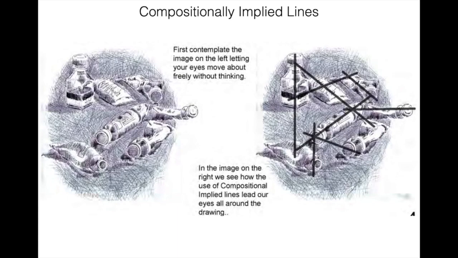First, contemplate the image on the left, letting your eyes move about freely without thinking. And then in the image on the right, we see how the use of compositionally implied lines leads our eyes all around the drawing, right? So you can use this when you're setting up your objects. You're going to edit your still lifes so you can keep the viewer's eyes on the page. You can use this to direct the viewer to a certain part of the object. This will be helpful as we go on, and we'll talk about this more when we get to our lesson on composition.